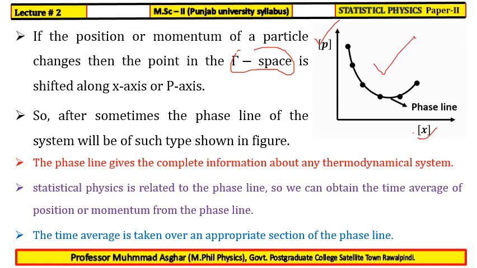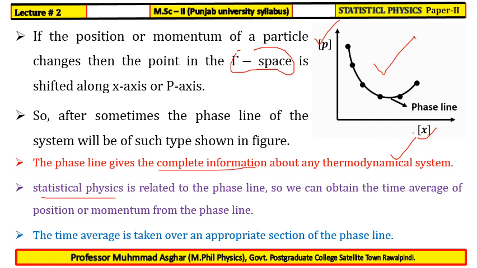And this phase line gives us important conclusions. Number one, we see that this phase line gives us the complete information about the thermodynamic system. This is the first advantage of the phase line.